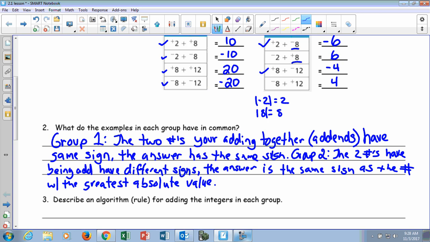Look at this one. 8 is how many units away from 0? What about negative 12? So this is the bigger number, hence negative answer. See that? Since 12 is more units away than negative 8, our answer is positive because the bigger number is positive, or the more units away from 0.